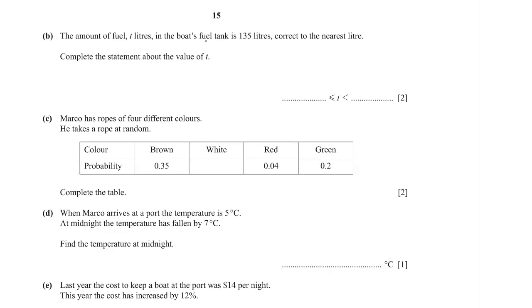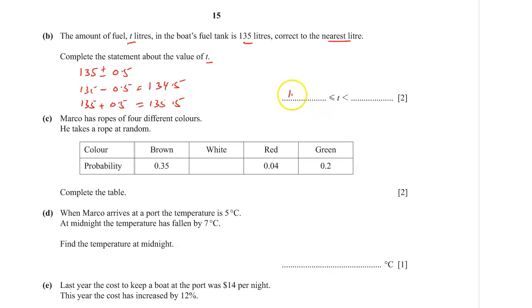T in the boat's fuel tank is 135, correct to the nearest liter. Complete the statement about the value of T to the nearest liter. So it would say 135 plus or minus 0.5. So 135 minus 0.5 gives you 134.5, and 135 plus 0.5 will give you 135.5.